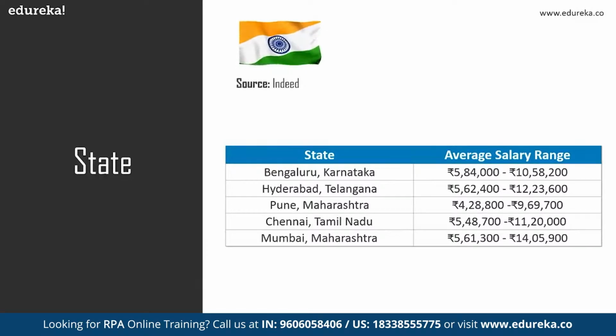Pune has around 4,28,000 to 9,69,000. Chennai ranges from around 5,48,000 to 11,20,000. And finally, coming to Mumbai, Mumbai ranges from around 5,61,000 rupees to 14 lakhs. So according to me, this is a huge amount of money, and I can only see that the RPA developer's career is just shooting up, and the salary trends are continuously increasing.